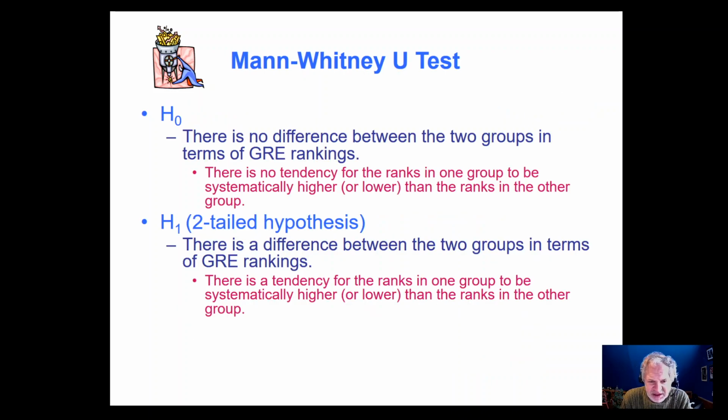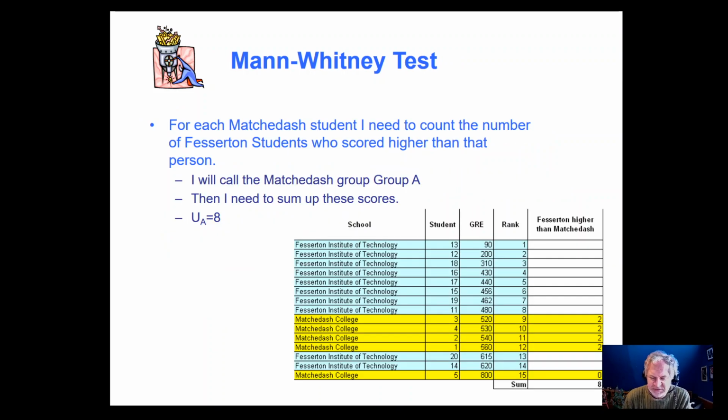That slide's really dumb, and it's two-tailed. There's a tendency for the ranks in one group to be systematically higher than in the other group. Null: there is no difference. Alternative: there is a difference. One group tends to rank higher than the other. I can see here that the Match-A-Dash seem to rank higher than the Festertons.